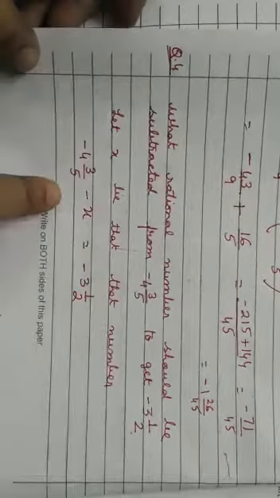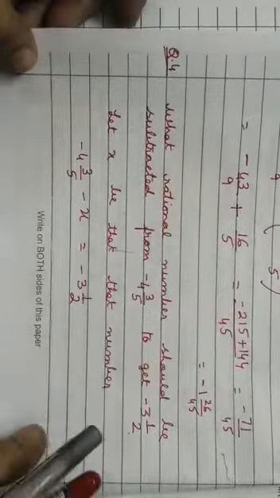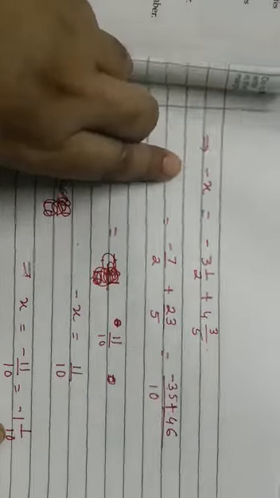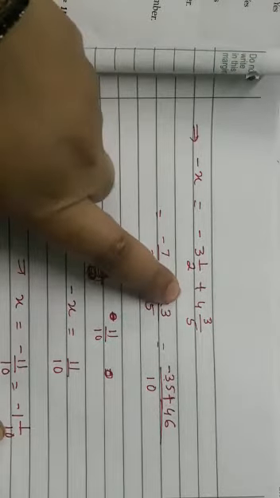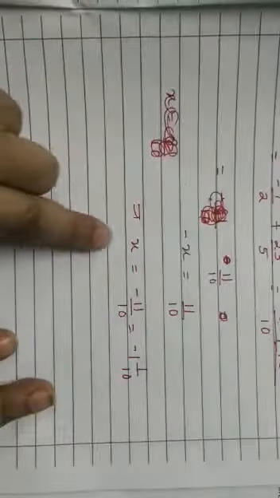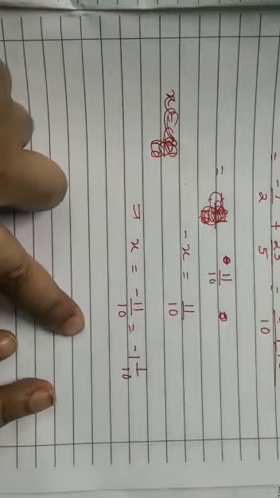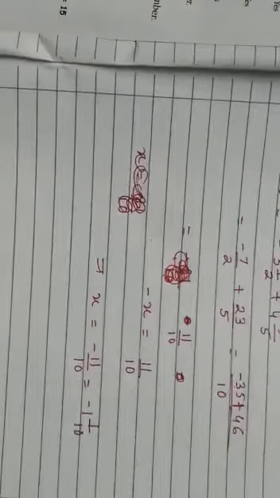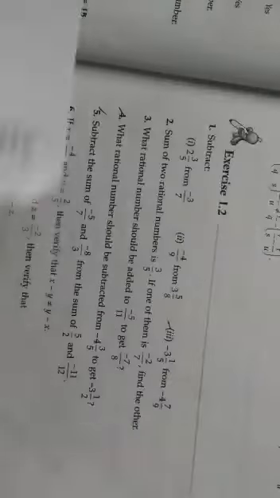Keep minus x on this side, take this on this side. This becomes plus. So here we have minus x is equal to minus 3.5 plus 4 3 by 5. So minus 7 by 2 plus 23 by 5, all that you do. We get the value of minus x as 11 by 10. This side was minus x, so x is equal to minus 11 by 10, which is minus 1 1 by 10. By class 8, you must be knowing these addition and subtractions. Nothing for me to explain.